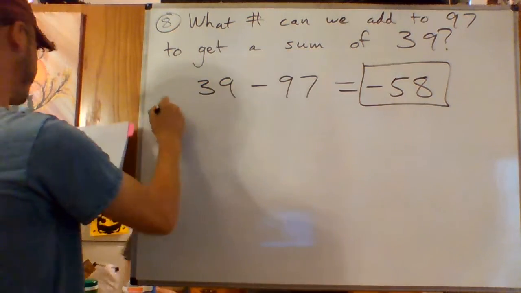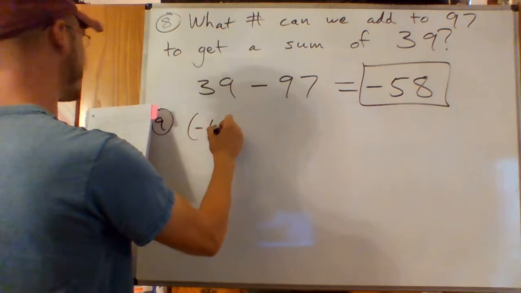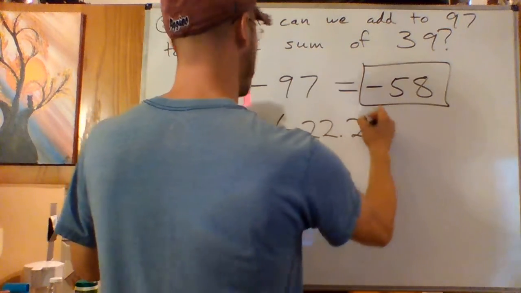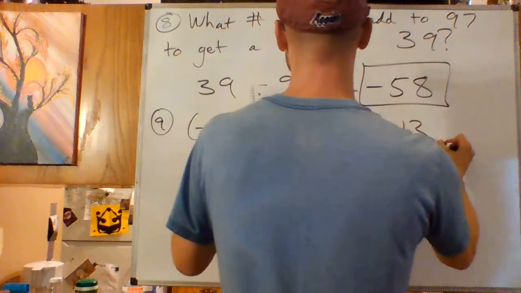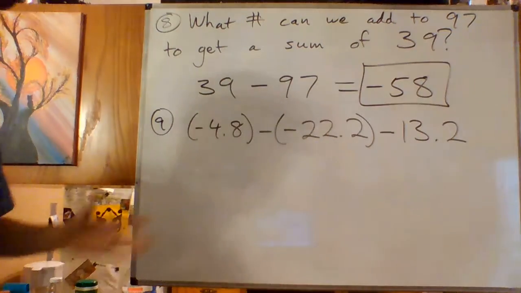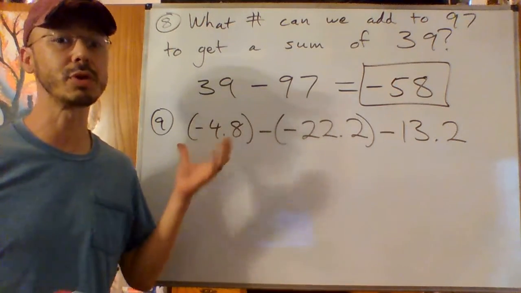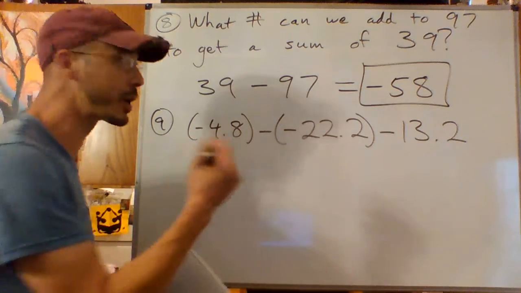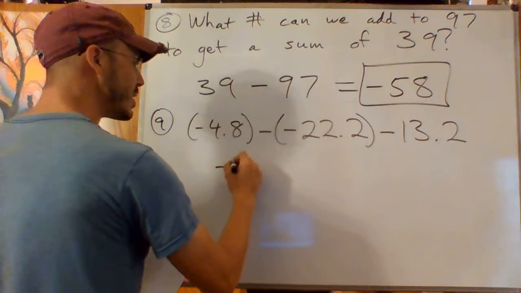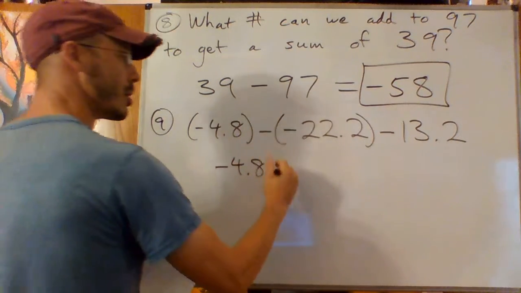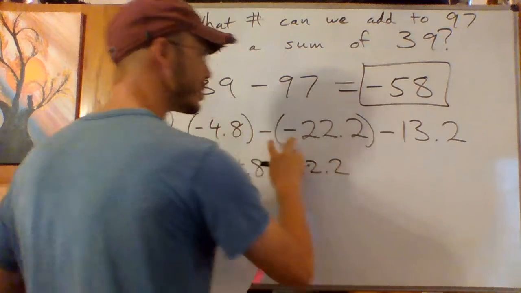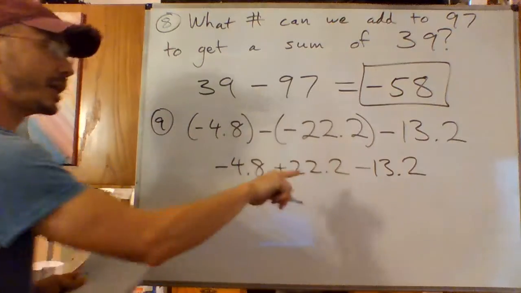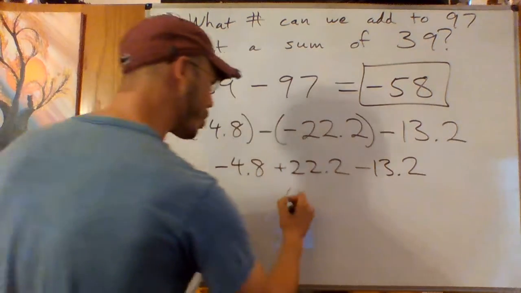For number 9, I got the problem negative 4.8 minus negative 22.2 minus 13.2. And that's a great calculator problem. You can put it in just like this if you have a scientific calculator with all the parentheses. It would be quicker to type it, though, if you just said negative 4.8 plus 22.2, because it's minus negative, and then minus 13.2, and put that into your calculator. You'll get 4.2.